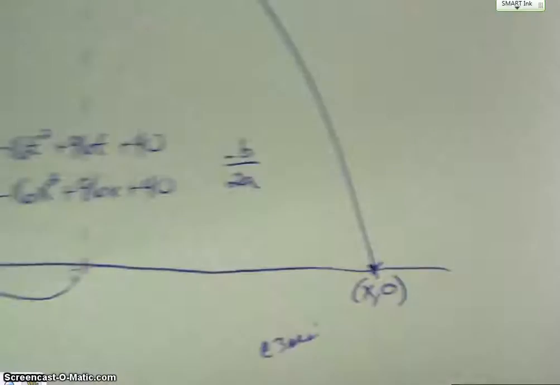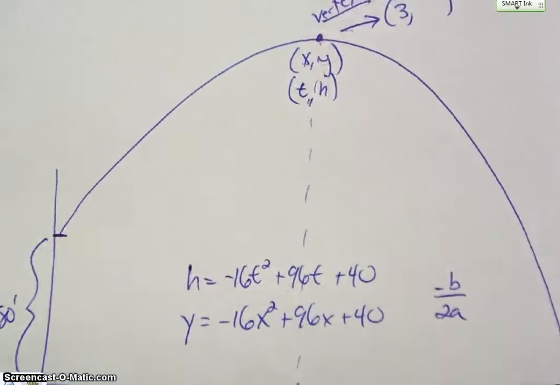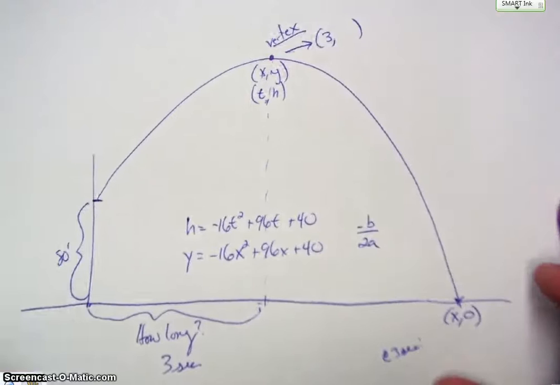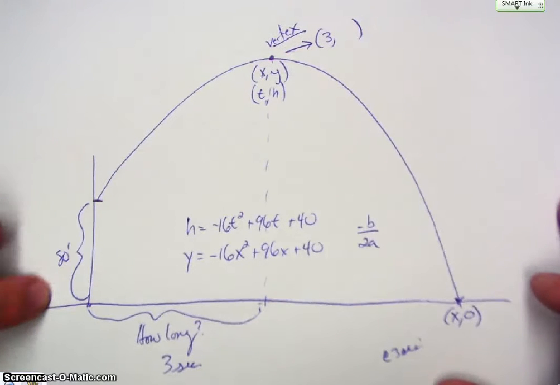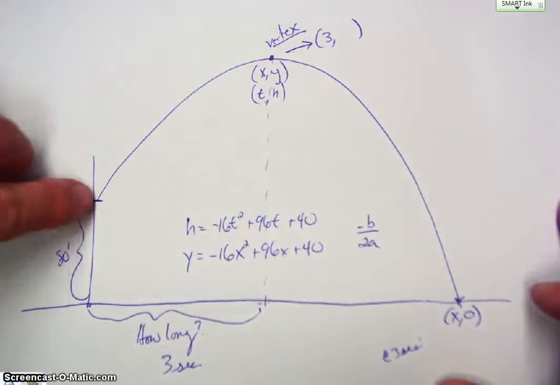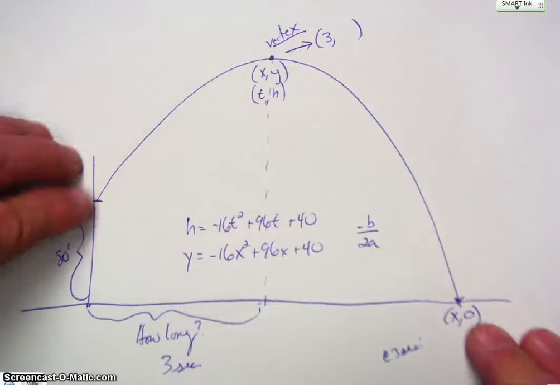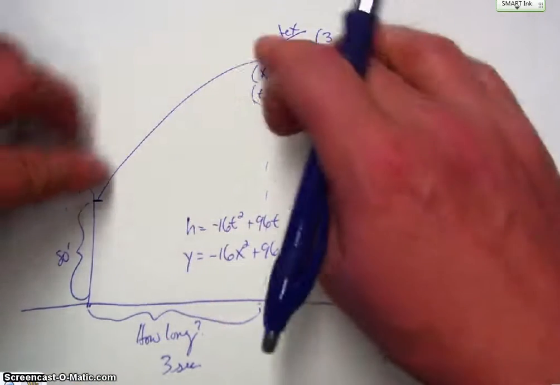All right. And that should make sense because look here, we started up here. We didn't start down here at the bottom. We started at 80 feet high, so it took away some of the distance. So we know from here to here is 3 seconds.